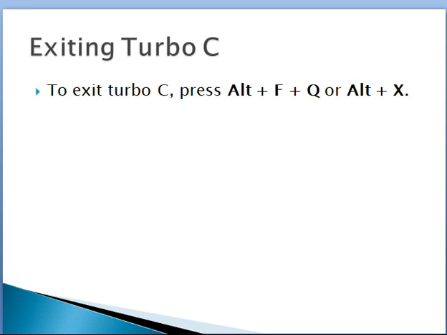To exit from the Turbo C editor, press Alt plus F plus Q. This is one shortcut key, and Alt X is one more shortcut key. Then it automatically closes the Turbo C editor.